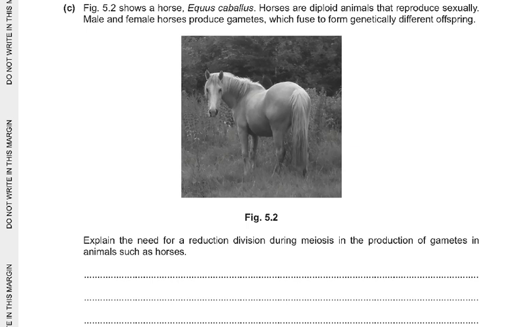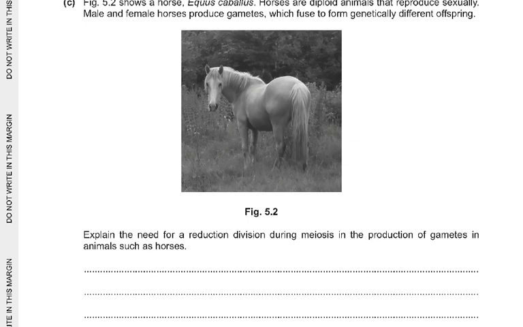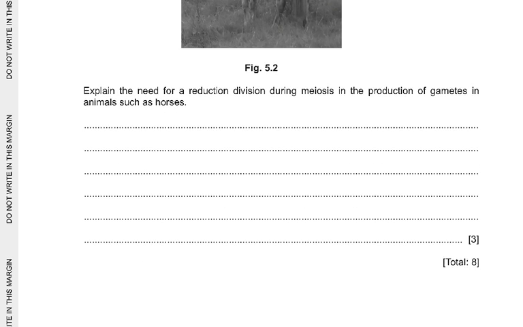Then C. Figure 5.2 shows a horse, Equus caballus. Horses are diploid animals that reproduce sexually. Male and female horses produce gametes which fuse to form genetically different offspring. Explain the need for reduction division during meiosis in the production of gametes in animals such as horses. Of course, this is basically to maintain the chromosome number, the diploid number, from parents to offspring, from generation to generation, and to give us genetic variation in the gametes.